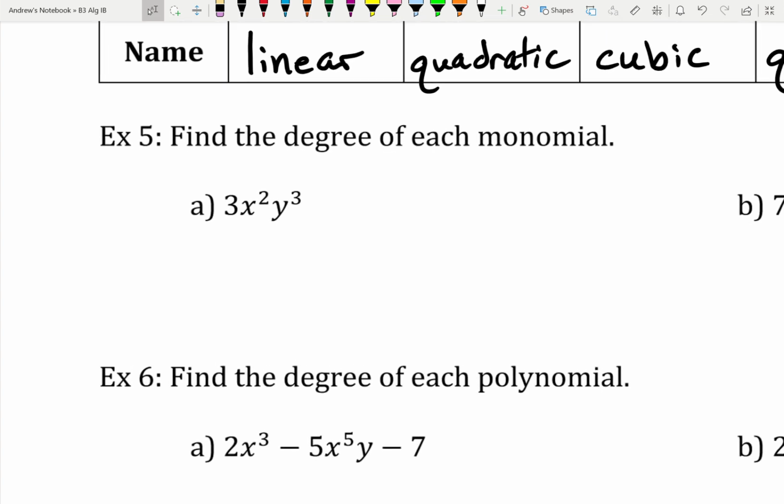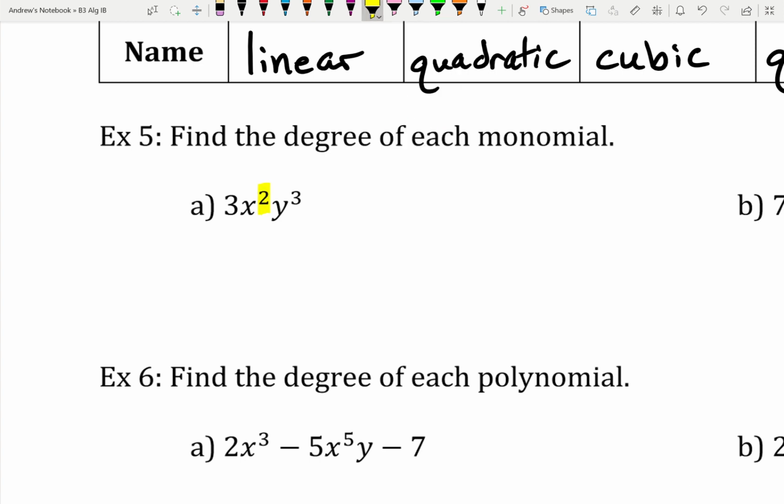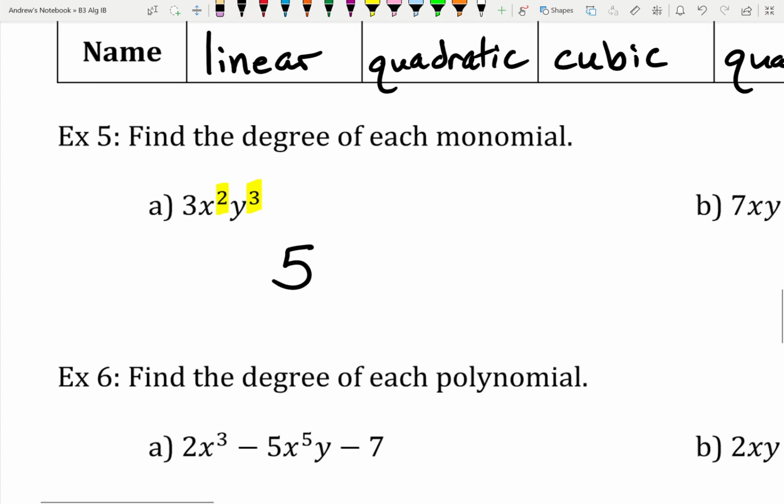For the monomials, we took a look at a couple examples. They weren't really all that bad. All I'm doing for this one here on 5A is looking at all those variables. This x has a 2, this y has a 3, add them together and your degree is 5. Done. So when you have a monomial, you're just adding up all the exponents of all the variables. If this 3 had a 2 on it, we wouldn't count that because 3 is not a variable. We know what 3 is. So just the stuff on the variables.